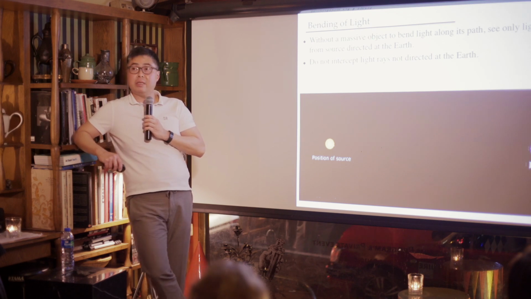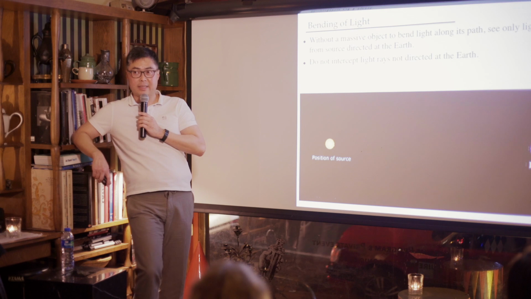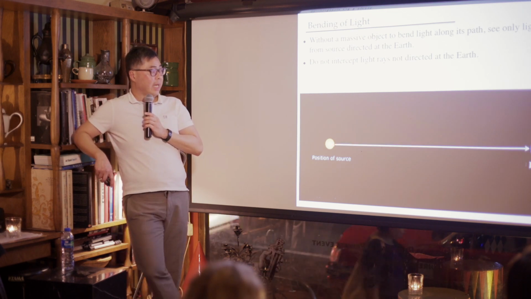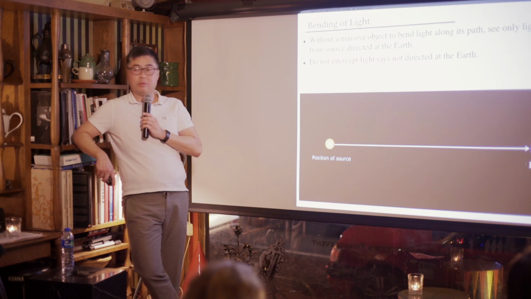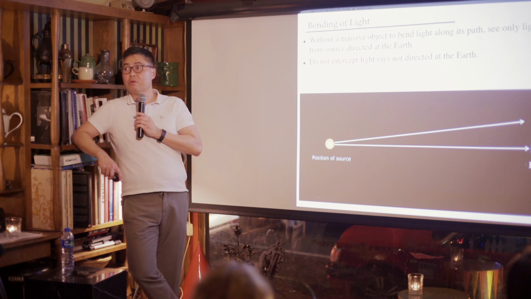Imagine that we're over here, the Earth. Imagine that there's a source over here, a star or a galaxy. We're going to be talking about galaxies, so imagine that this is a distant galaxy. Now, ordinarily, light from the galaxy that travels to the Earth would get to the Earth. Light which is not directed to the Earth would pass by the Earth.